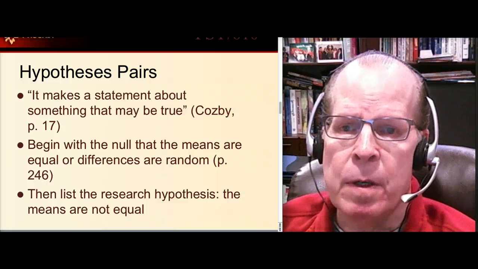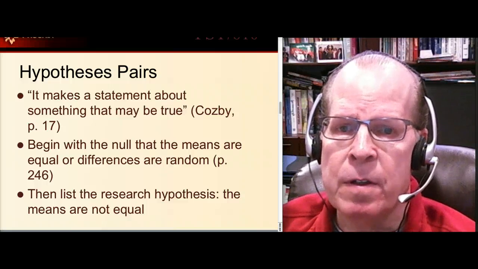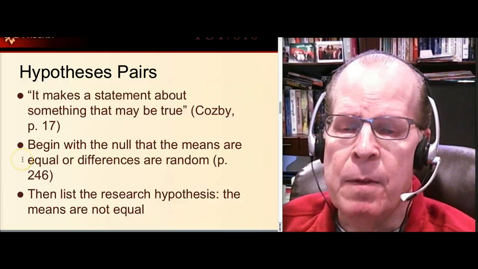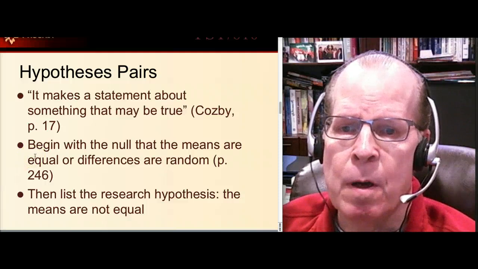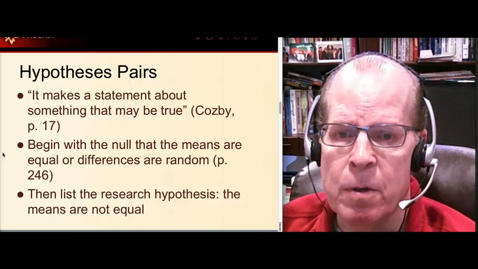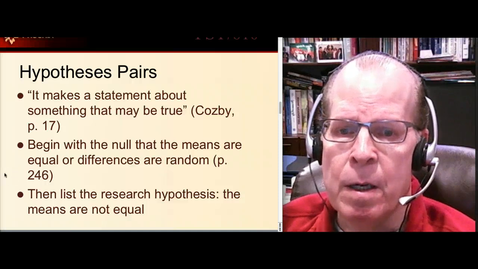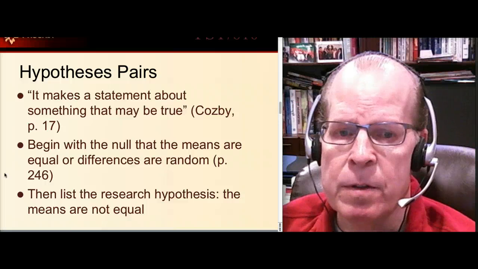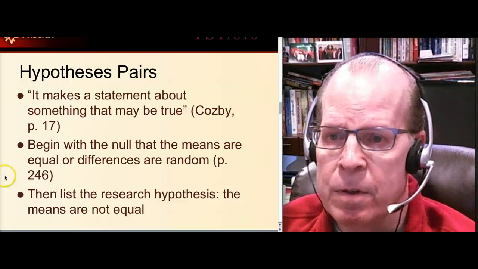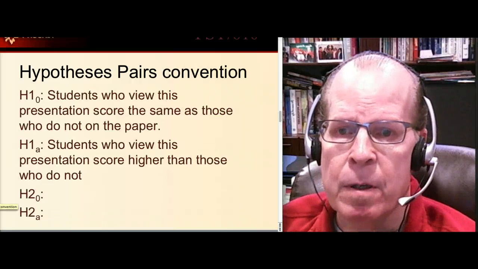Your pairs of hypotheses make a statement. You're making a statement about something that may be true. That's your research hypothesis. And then when you write them out, start with the null, and the null is simply stated such as that the means are equal, or any differences are random. In other words, there's no differences. And then you list the research hypothesis that the means are not equal and that the differences are significant.